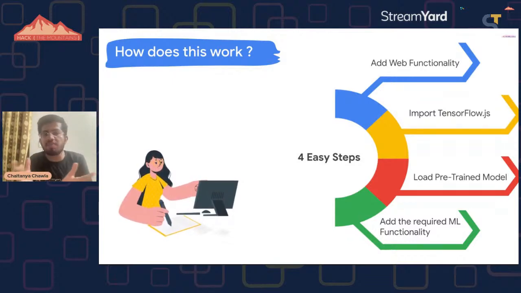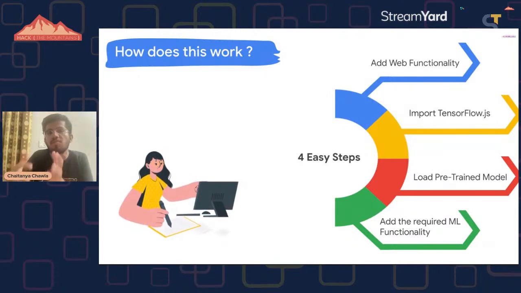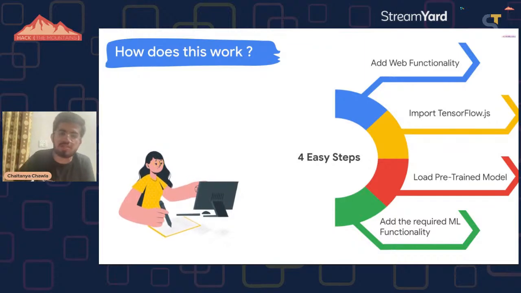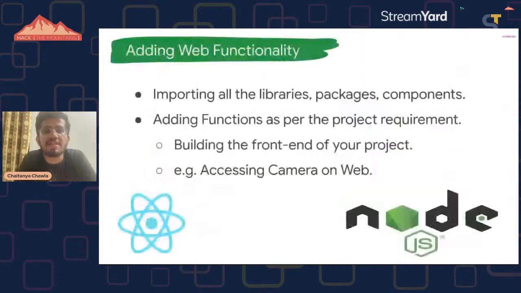So you can load a pre-trained model as per your requirements, and then integrate it with your web app, or add the required ML functionality. So these are some four easy steps for you to build a machine learning web app using TensorFlow.js. Now let's go into detail with these steps.